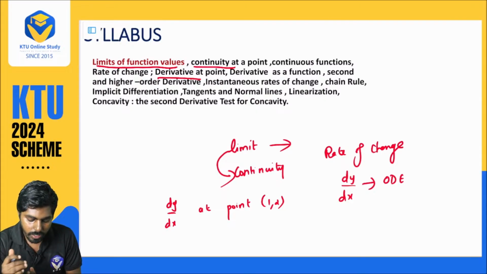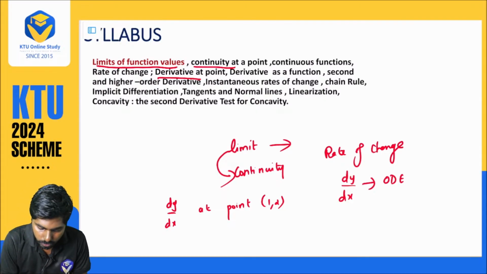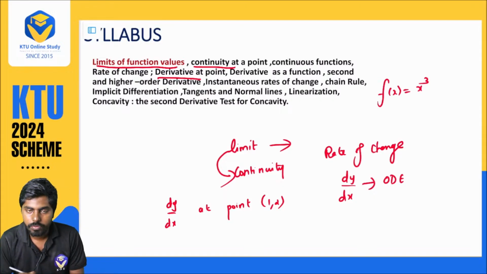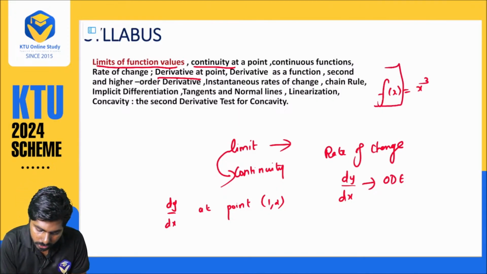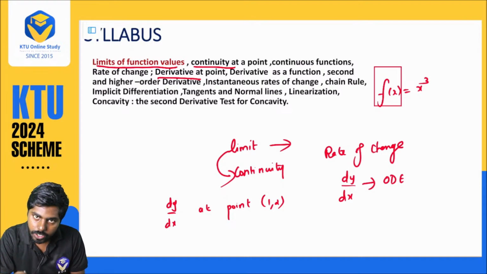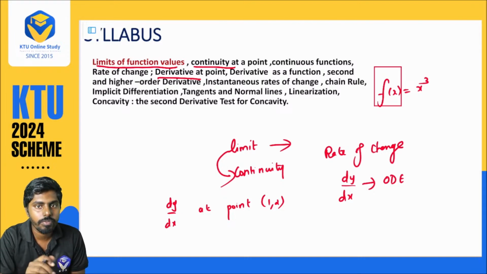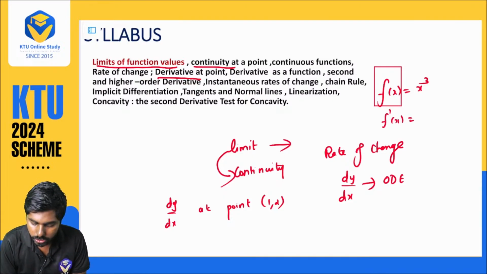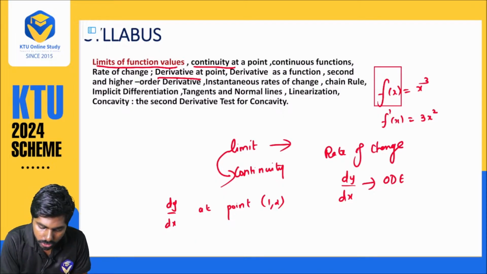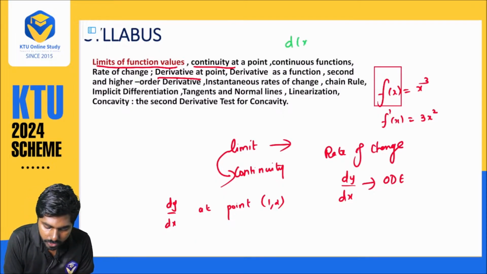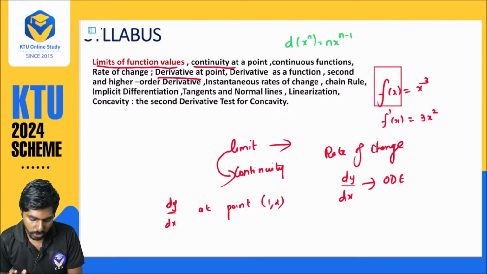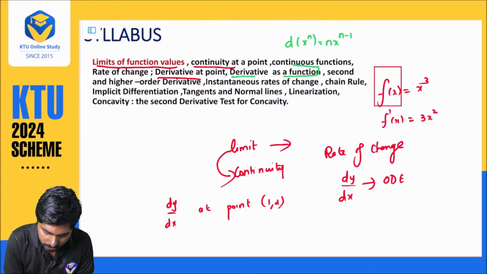And derivative as a function means they will give it in function form, that is f of x is equal to x cube. This is nothing but a function. So when they give a function, you want to differentiate the function. That is called derivative as a function. That means f dash of x is 3x square. We know the formula: differentiation of x power n is n into x power n minus 1. The same formula we apply when they ask for the function. That is called derivative as a function.